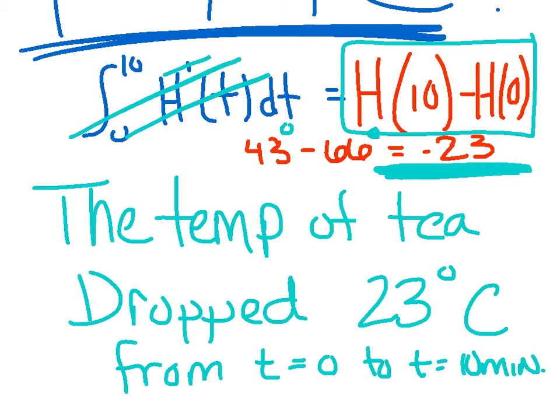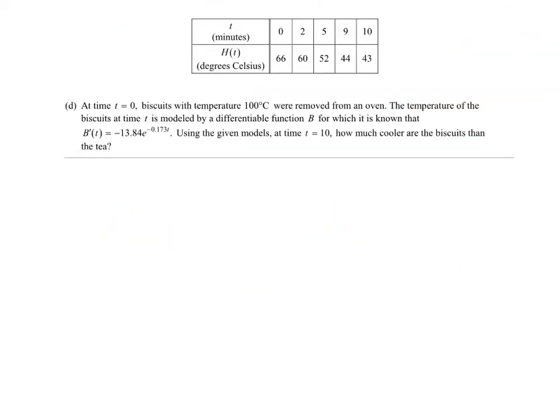All right, last part. Part D. At time t equals 0, biscuits with temperature 100 degrees were removed from an oven. Let's just stop there. Did you catch the first fundamental, that initial condition? The temperature of the biscuits at time t is modeled by this differentiable function b prime of t. Using the models, at time t equals 10, how much cooler are the biscuits than the tea?